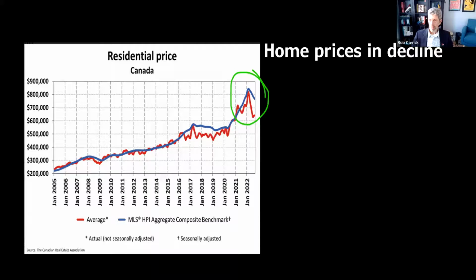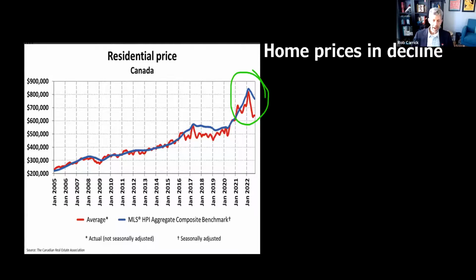Parents were raiding their savings and giving money to their kids because they thought prices are going up. It's affordable to buy. We should get in and let our kids enjoy these price increases. But higher mortgage rates have made it more expensive to finance houses at the prices they hit in 2021 and early 2022. And so prices are going down in reaction to this problem.